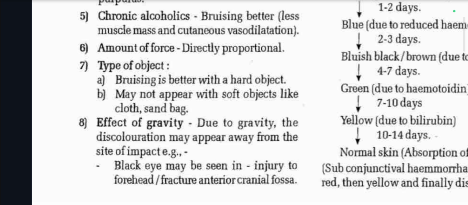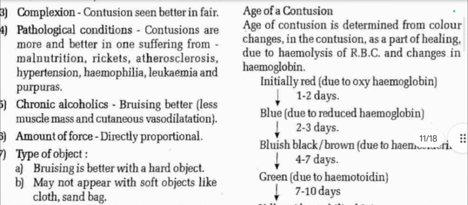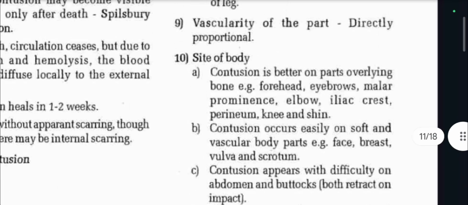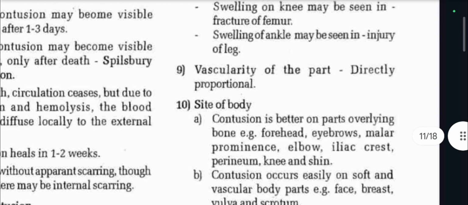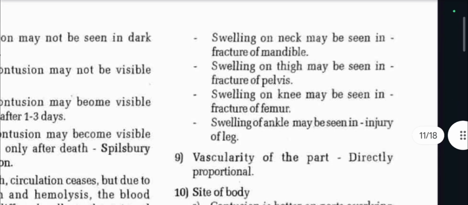Example, a black eye may be seen, but the injury is to your anterior cranial fossa. So that is an example of an ectopic bruise. Then swelling of the neck may be seen in fracture of mandible. Swelling of the thigh may be seen in fracture of pelvis. Swelling of the knee may be seen in fracture of femur. Swelling of the ankle may be seen in injury to the leg.